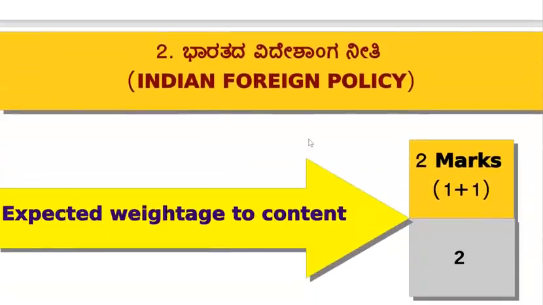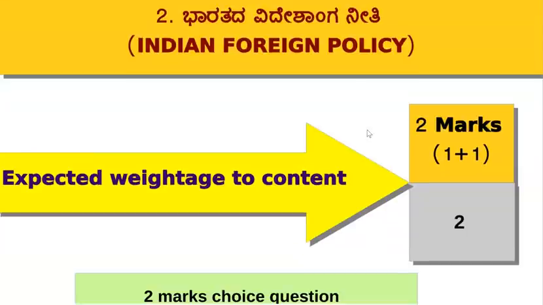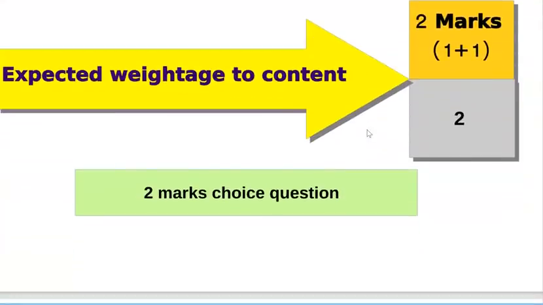Next, number 2, second chapter, Indian foreign policy. Expected weightage to content: in total, you can expect 2 marks from this chapter. The question can be 1 mark plus 1 mark, so 2 questions can be asked. If not, directly 1 question for 2 marks. Is this clear? You will be asked 2 questions of 1 mark each. If not, only one 2 mark question can be asked. And remember, if they ask a 2 mark question, then there will be a choice. So a 2 mark choice question will be there.